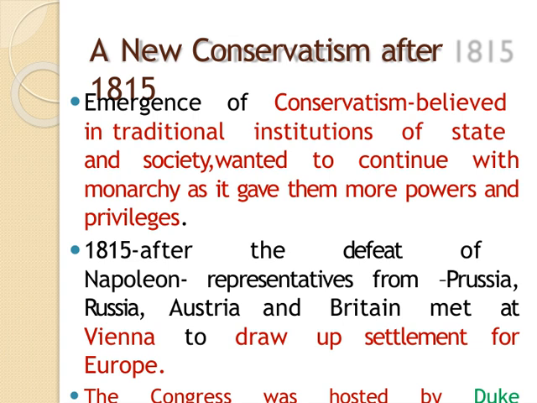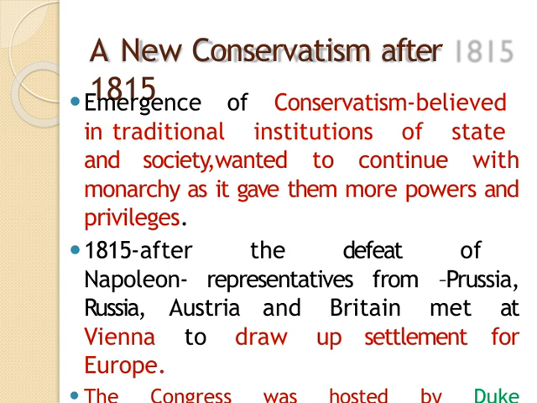Now, let's remember that 1815 was a pivotal year. After Napoleon's defeat, the major powers of Europe, Prussia, Russia, Austria, and Britain, came together to shape the future of the continent. They held a significant meeting at Vienna, which is famously known as the Congress of Vienna. This Congress was hosted by Duke Metternich, who was the Austrian chancellor. His role was crucial in leading the negotiations.